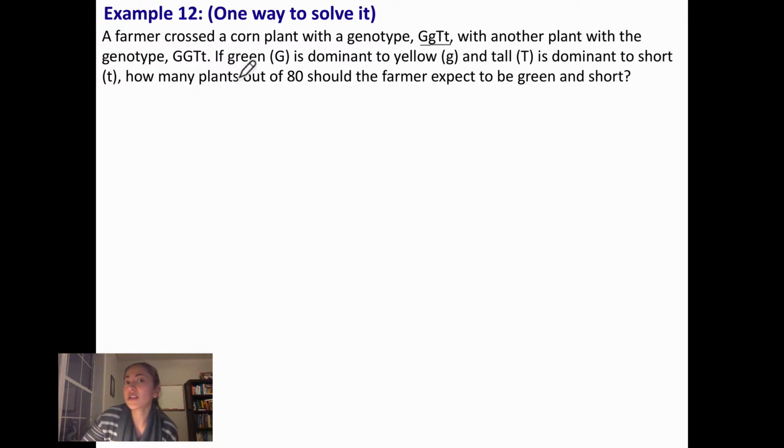So remember, we've got to write our key first. It's saying green is dominant to yellow. So green is big G, and that is dominant to yellow. And tall is dominant to short, so we're going to use a different type of letter. We're going to use T's for plant height. Big T is tall, little t is short.